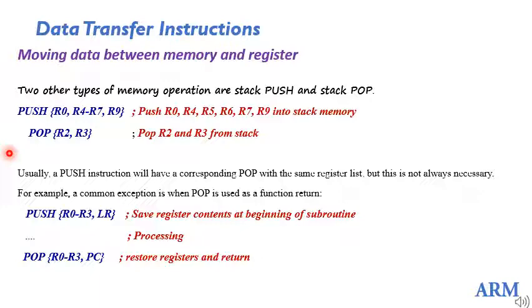And now when it comes across a new push operation, first the stack pointer will be decremented by 4, and if this instruction is executed in order R0, R4, R5, R6, R7 and R9, that is 1, 2, 3, 4, 5, 6 registers will be pushed to the stack, which will be occupying 6 into 4, 24 memory locations, or 24 bytes are pushed to the stack.